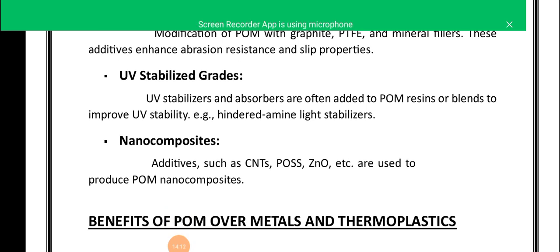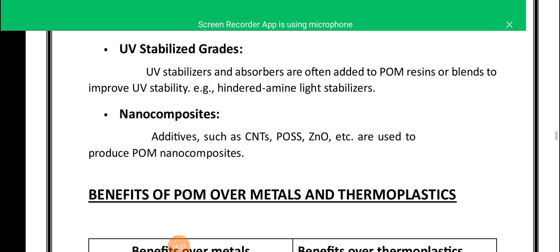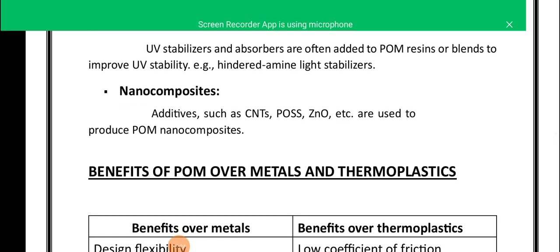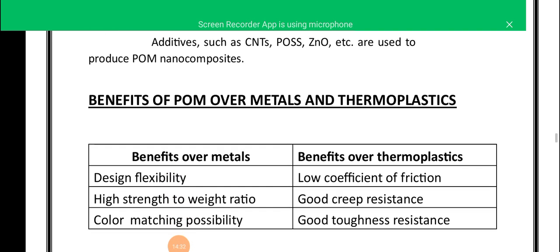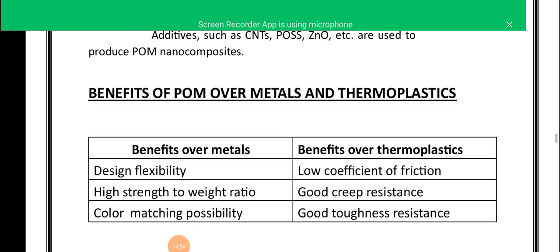Ultraviolet stabilized grades. Ultraviolet stabilizers and absorbers are often added to polyoxymethylene resins or blends to improve ultraviolet stability, for example, hindered amine light stabilizers. Nanocomposites. Additives such as CNTs, POSS, ZnO, etc. are used to produce polyoxymethylene nanocomposites.